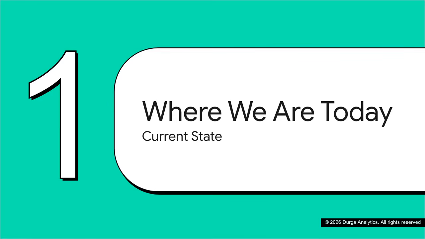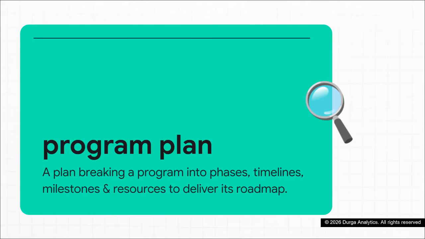Let's dive right into Section 1, where we are today. If you're an aspiring data governance lead, a data architect, or a data product manager, this is where theory crashes into your daily reality. Let's define it clearly. A program plan breaks your governance program into phases, timelines, milestones, and resources to actually deliver that roadmap. Think of it as your professional survival mechanism. It ensures you deliver coherent, bite-sized increments rather than trying to swallow the whole enterprise at once, which, trust me, after years in complex banking and energy environments, is a guaranteed recipe for failure.